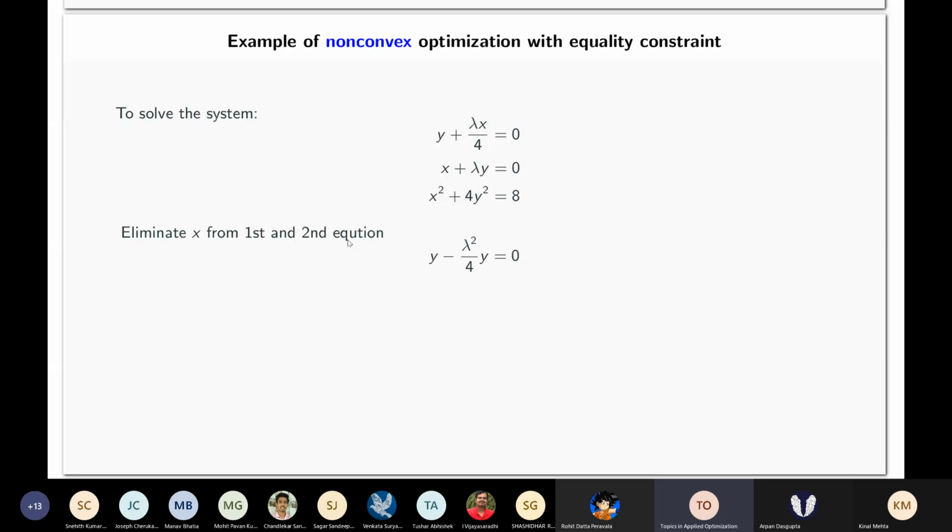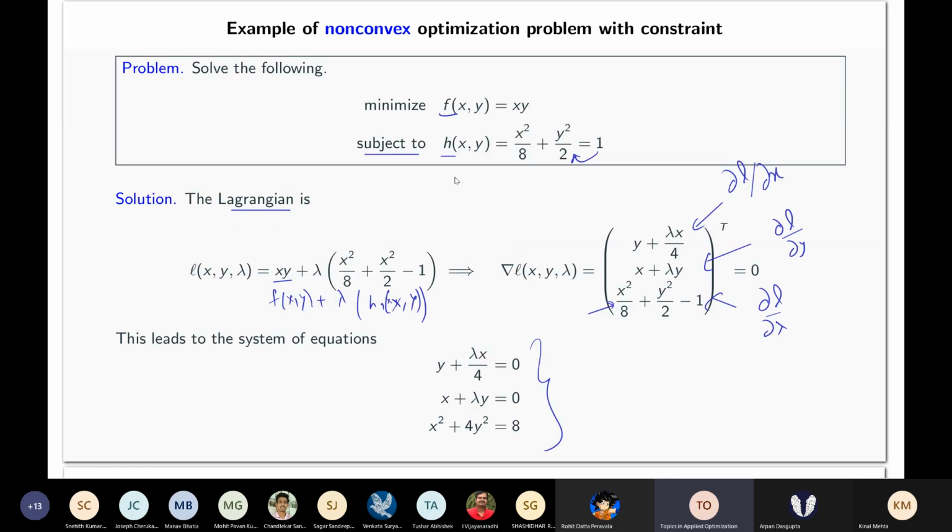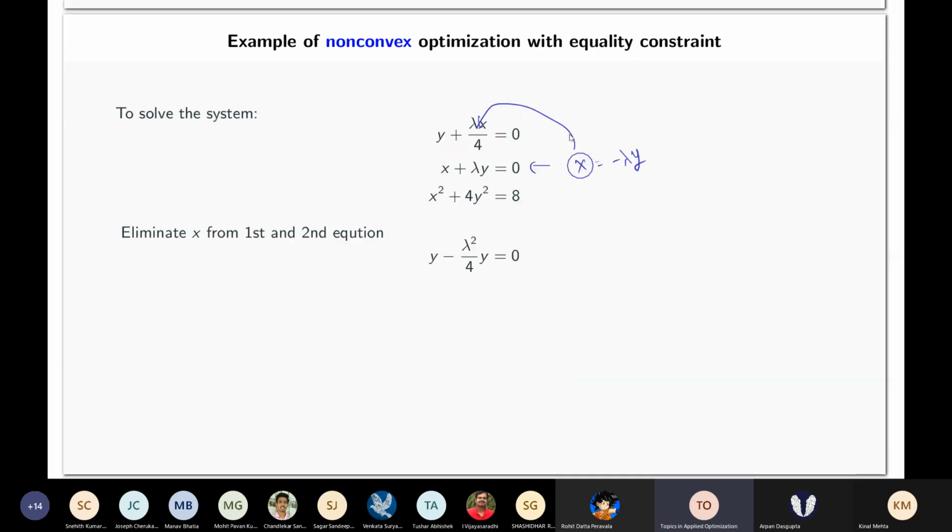Eliminate x from the first and second equations. If I solve for x here, x is minus lambda y, and then I put x here, and that will give me this. So what should we conclude from here? Can y be 0? Assume y is 0. If y is 0, then x is 0, and if y is 0 and x is 0, will it satisfy this? No. So those are thrown away. y equal to 0 cannot happen, so the other must happen.